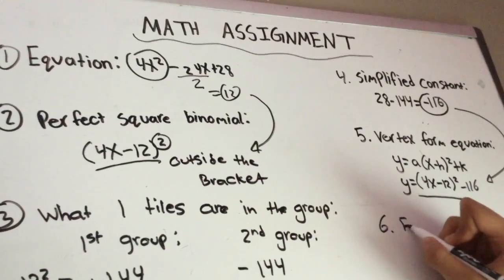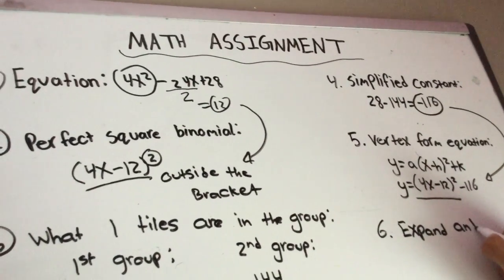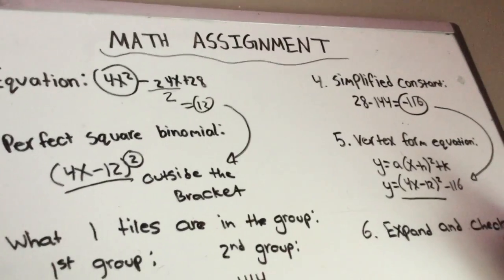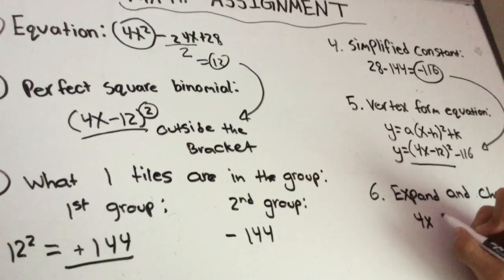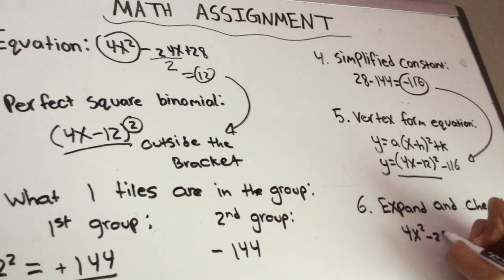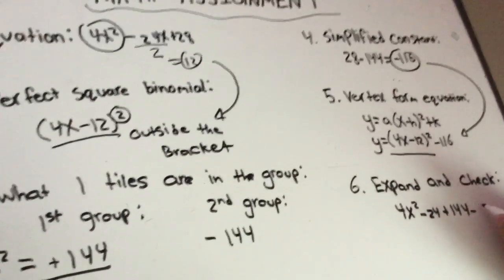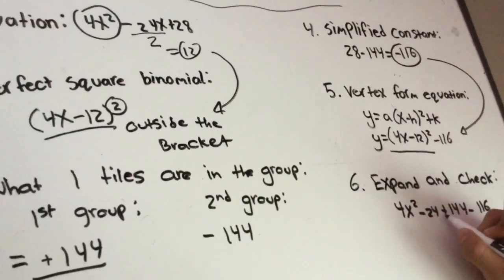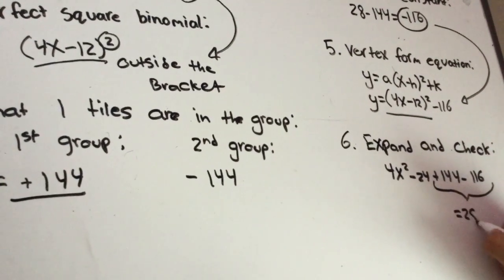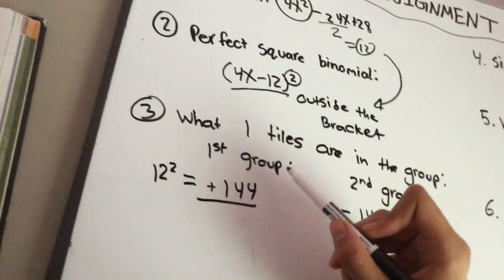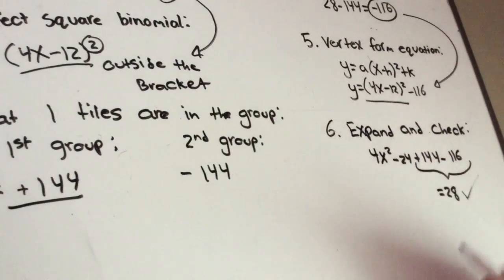And now step 6 was where I had to expand and check to see if my work was correct. What we have to do here is expand 4x, which gives 4x squared minus 24x plus 144 minus 116, to check if that equals 28, and it does equal 28, which is correct, as before when I had it in standard form. So this equation is correct.